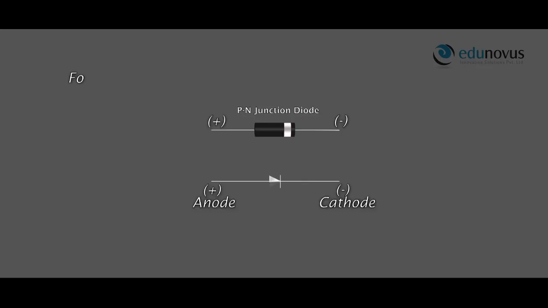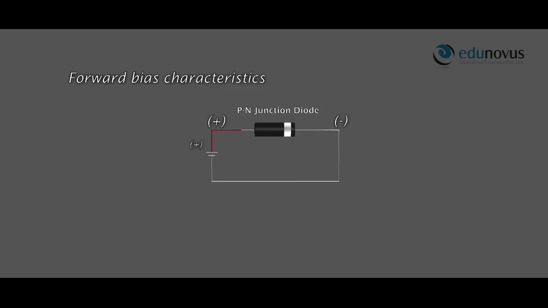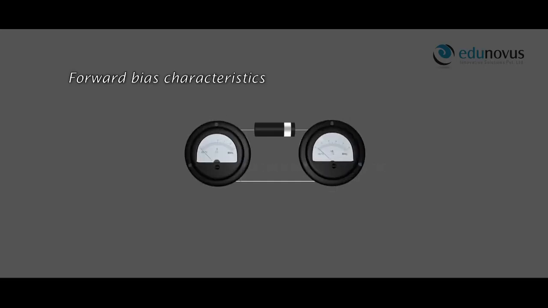Now, let us study the forward bias characteristics. When the P section is connected to the positive terminal and the N section is connected to the negative terminal of the battery, the PN junction is said to be in forward bias. With the increase in forward bias voltage, the forward current increases slowly. When the forward bias voltage V equals the threshold voltage, the forward current increases rapidly.